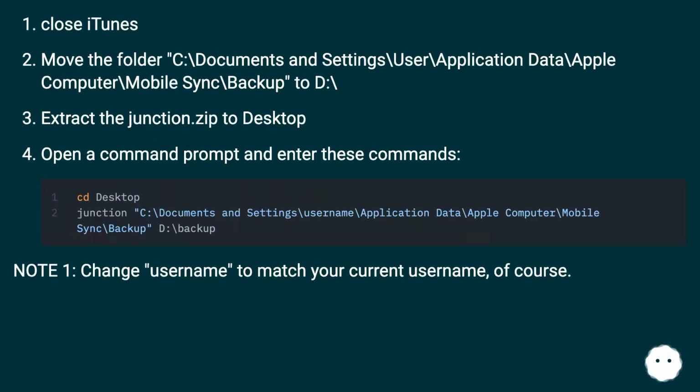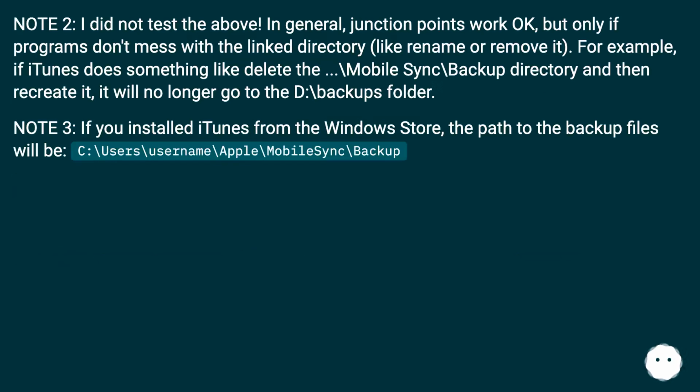Close iTunes. Move the folder C:\Documents and Settings\user\Application Data\Apple Computer\MobileSync\Backup to d:\. Extract the junction.zip to desktop. Open a command prompt and enter these commands. Note 1. Change the username to match your current username, of course. Note 2. I did not test the above.